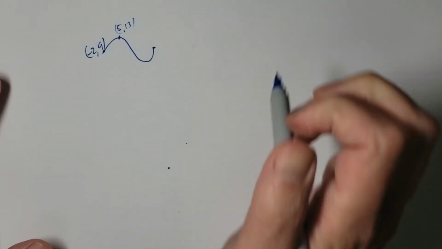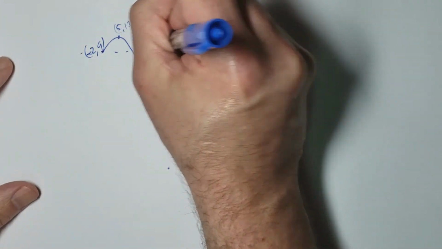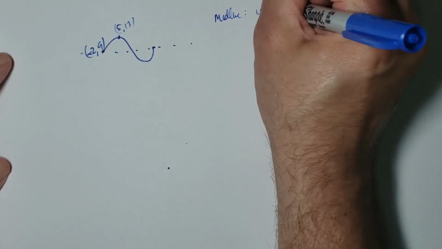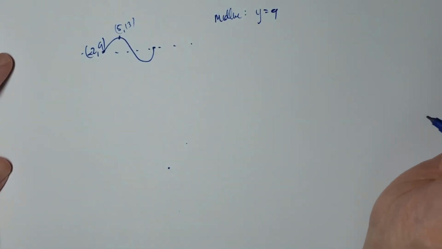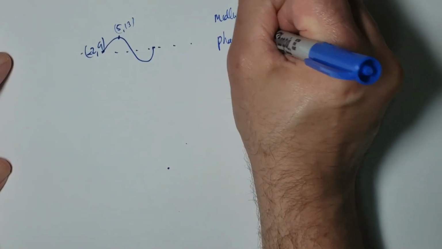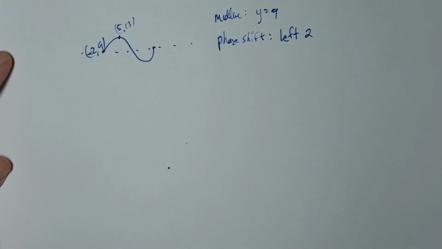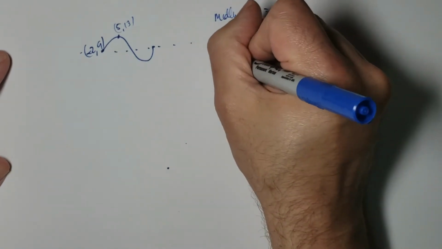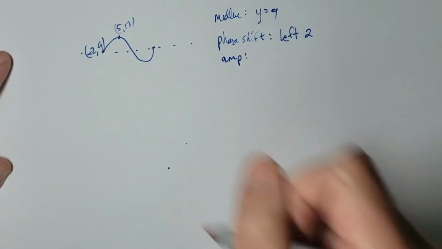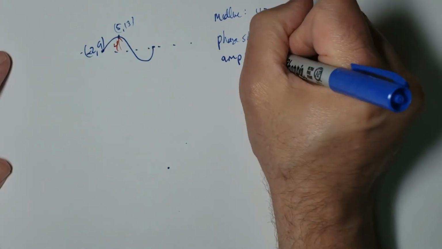Is it enough? Well, from this we should be able to find the midline, because it starts at its midline. So y equals 9. We should be able to find the phase shift pretty easily. First point starts at -2, so it went left 2. We should be able to find the amplitude, because it went from 9 up to 13. That's going up 4. So the amplitude is 4.